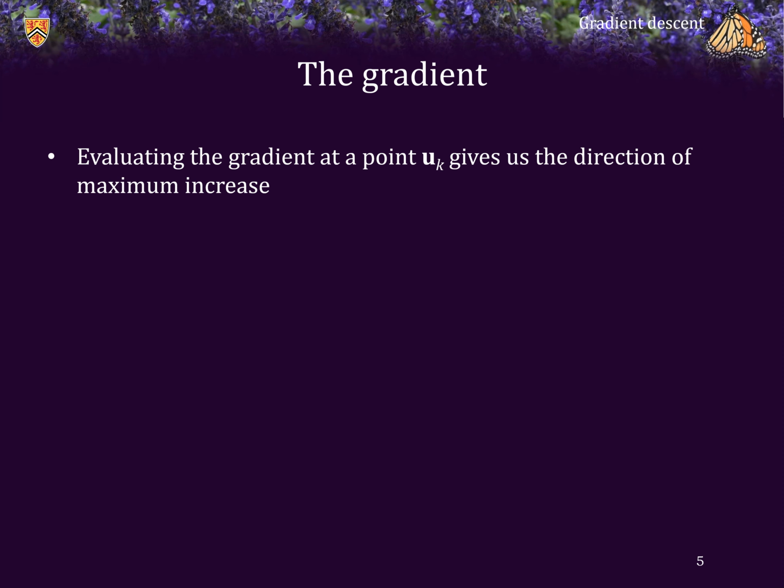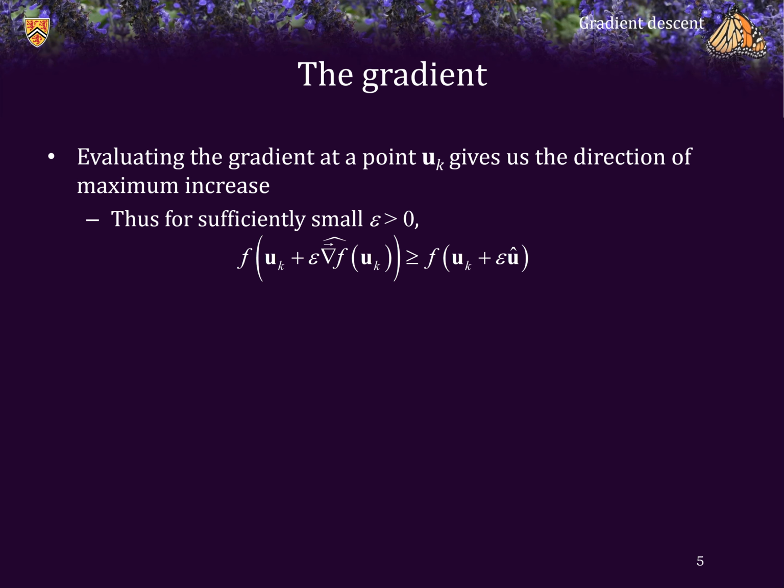All right, now the significance of the gradient is as follows. If we were to evaluate the gradient at a point u sub k, this gives us the direction of maximum increase of the function at that point. Okay, so if we have a very small value of epsilon, this essentially says, starting at the point u sub k, if we take a small step in the direction of the gradient, then the value of the function will be greater than taking a small step from that point u sub k in any other direction.